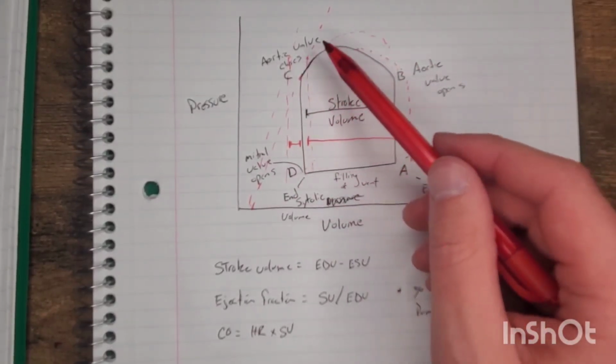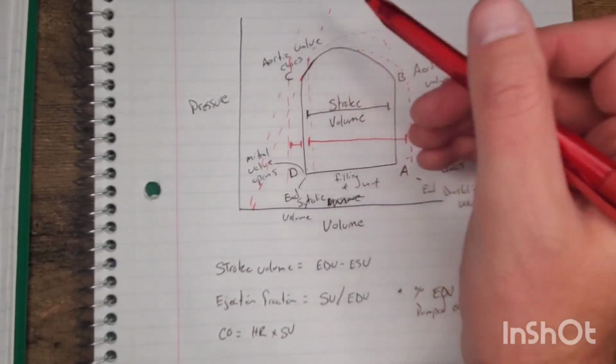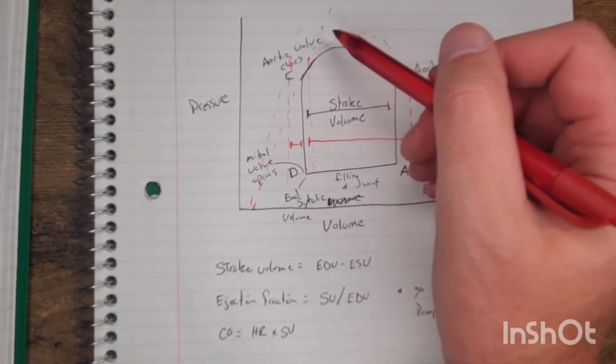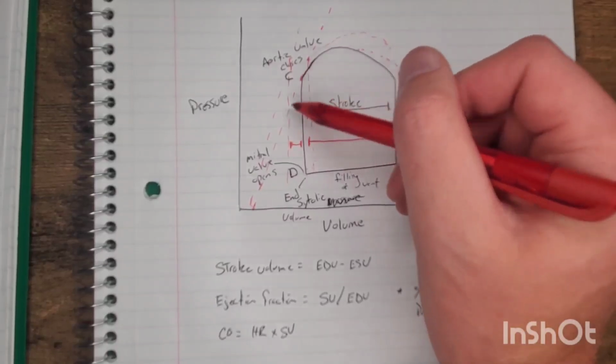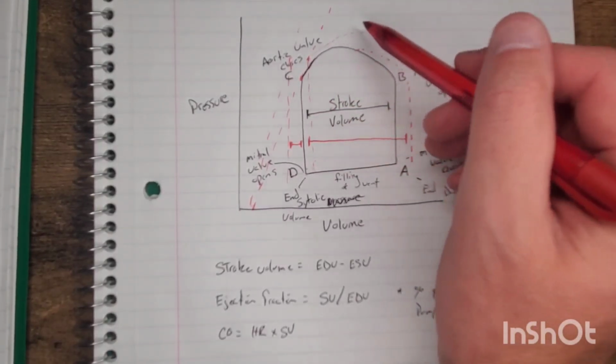You could have increased, like I said, this could be the same inotropy, but it would still be a smaller stroke volume. So afterload can determine that as well.